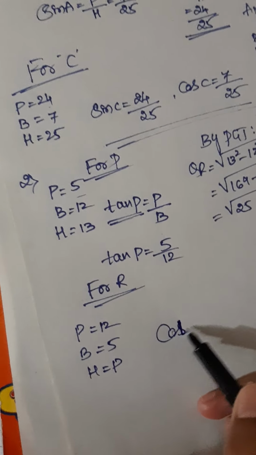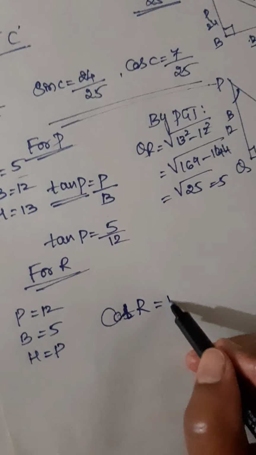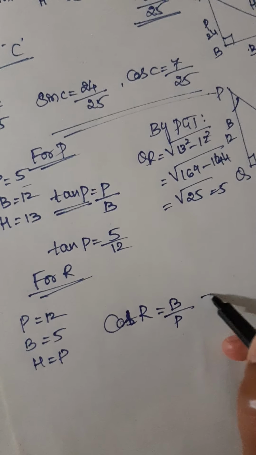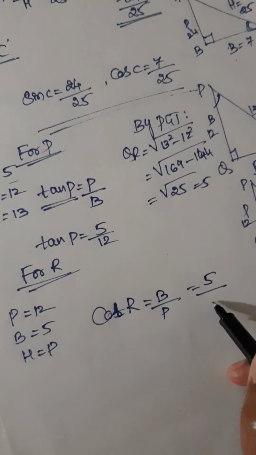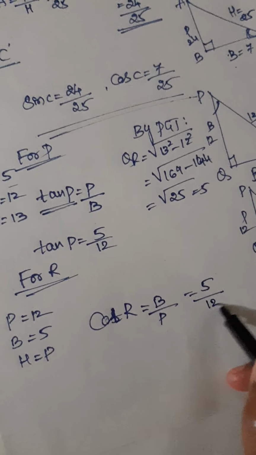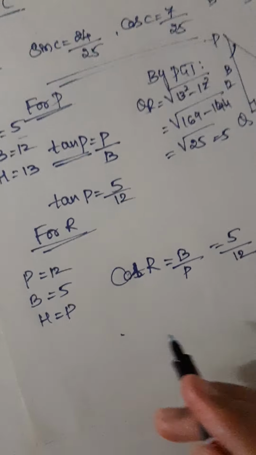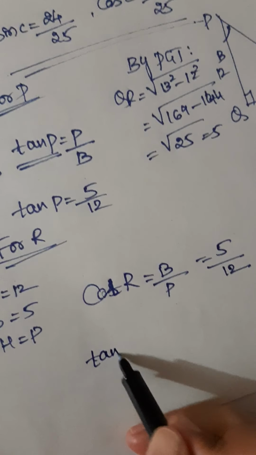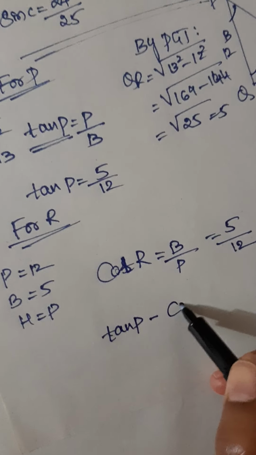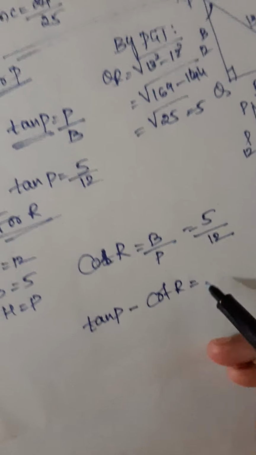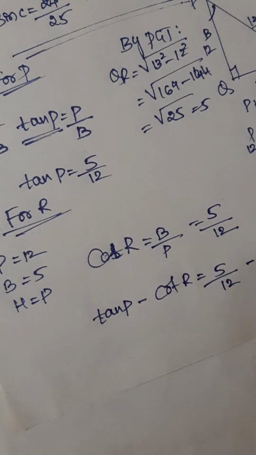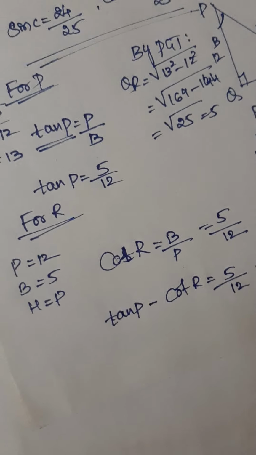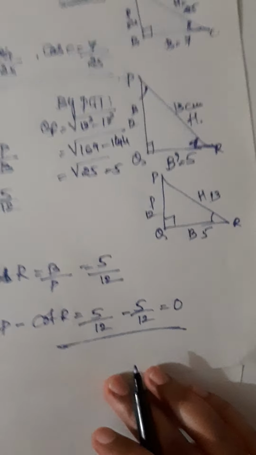Cot R. Cot R means, what's the formula we have? B by P, that is base by perpendicular. Base is 5 and perpendicular is 12. So now what have they asked here? Tan P minus cot R is equal to, we have to give the answer. Tan P is 5 by 12 minus cot R is 5 by 12. So by cancelling these two, we are getting our answer as 0.